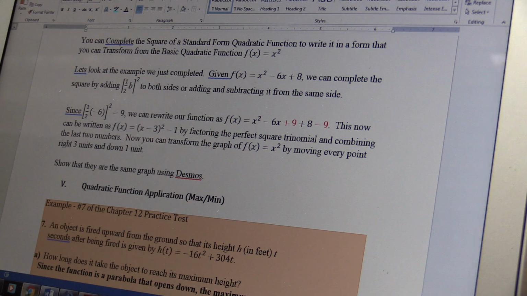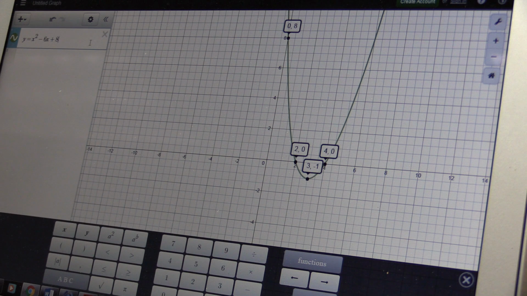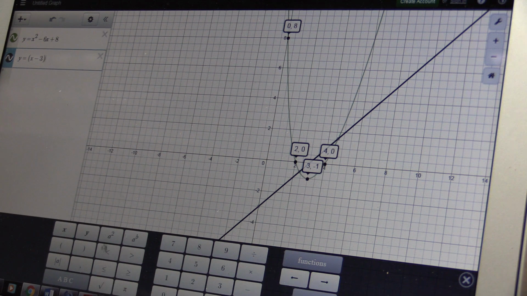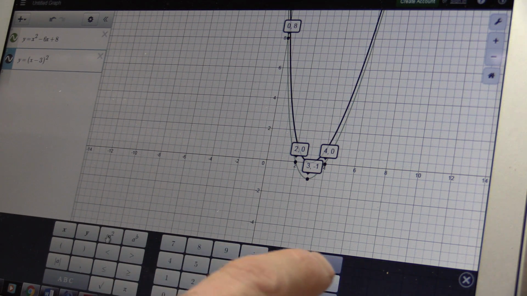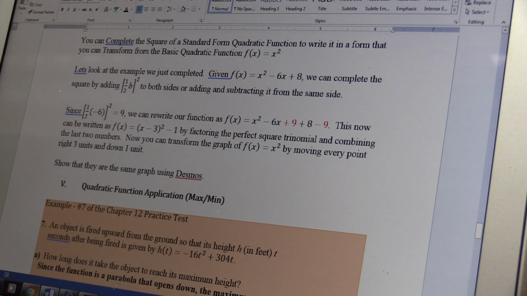So let's just show that they're the same graph. I'm going to delete that one, hit enter, and type in y equals x minus 3, and then we'll square that, and then we'll say minus 1, and it fell right on top of the other graph. It's the exact same function. So just two different ways of looking at it. It's kind of a nice way to check yourself on a test if you're okay with completing the square.